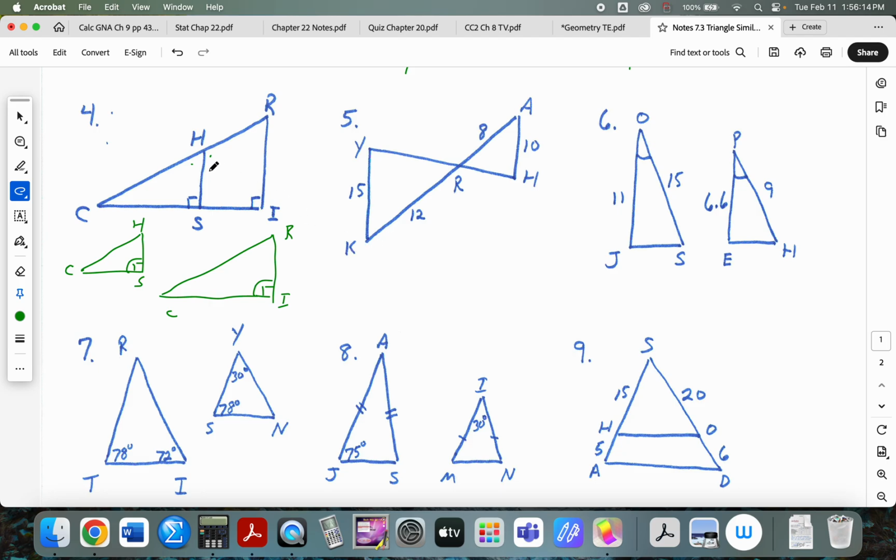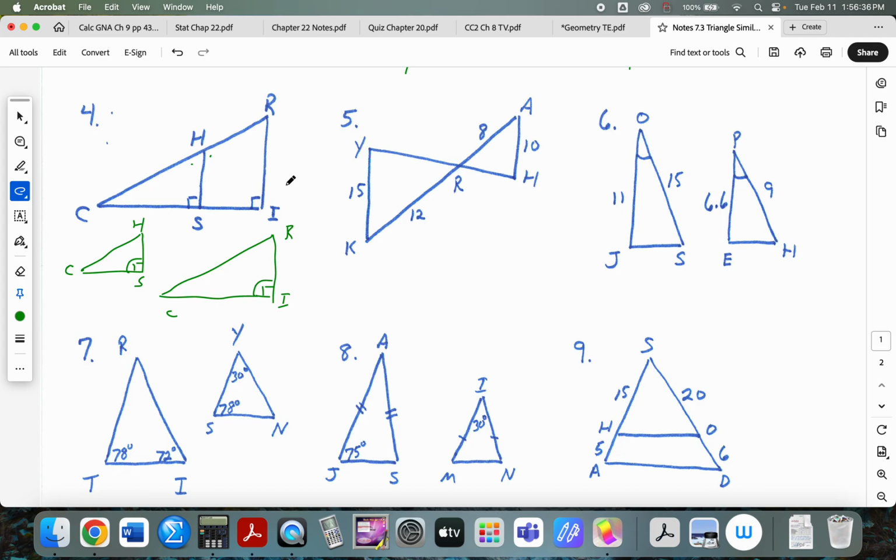Okay, yep. So the question is, those are corresponding angles, but what has to be true before you know the corresponding angles are going to be congruent? That line SH and line RI are parallel. Yes, and do we know that? Okay, so we're going to have to get something else.